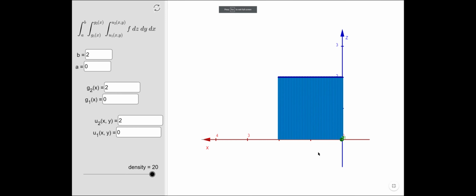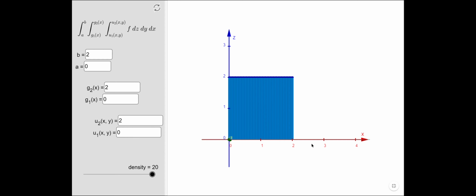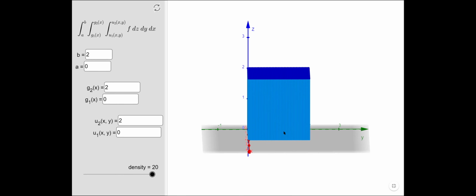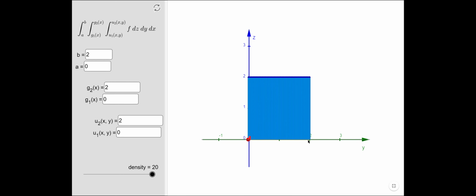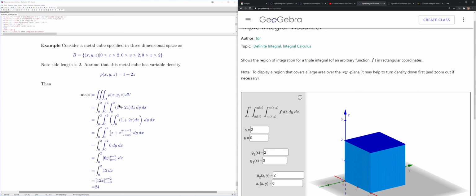You see in here that x is lying between 0 and 2. Probably a better way is to put my x-axis like this. So x is lying between 0 and 2, z is lying between 0 and 2, and y is lying between 0 and 2. Similar to what we had for a rectangular region, this is now a rectangular box, so x lies between two constants, y between two constants, and z between two constants.